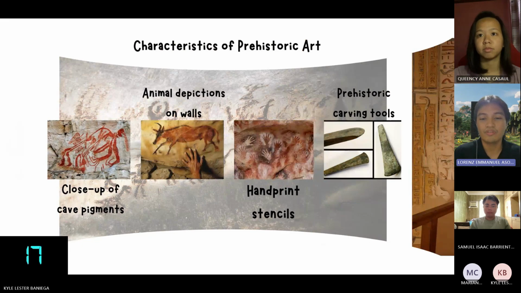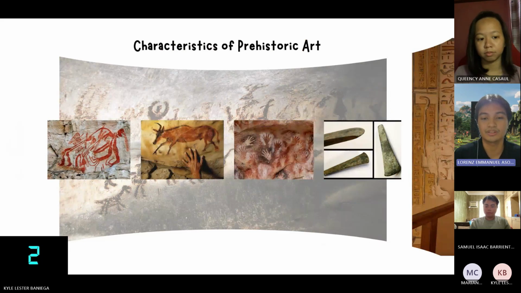Prehistoric art often used natural materials like charcoal, ochre, and stone. The art was mostly symbolic and it usually features animals or human figures, likely for ritualistic or survival purposes.